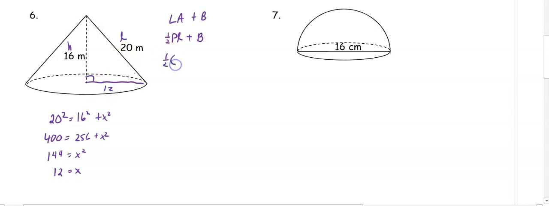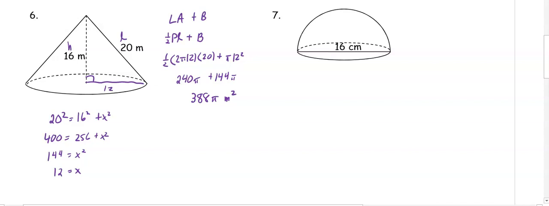So we would have 1/2 the perimeter of a circle, which is 2 pi r, so 2 pi 12 times the slant height of 20, plus the area of the base, which is pi 12 squared. So in the first part, 1/2 times 2 times 12 times 20 gets us 240 pi plus 144 pi. And we add those together to get 388 pi meters squared.